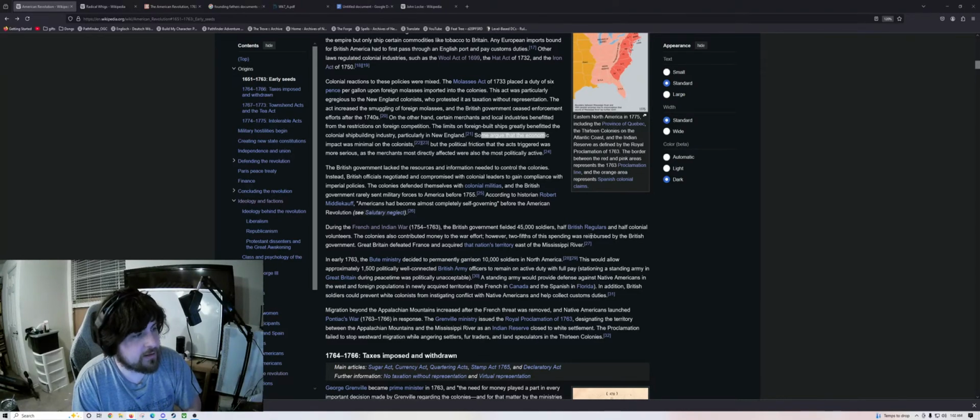Anyway, continuing on. In 1763, the Bute Ministry decided to permanently garrison 10,000 soldiers in North America. This would allow approximately politically well-connected British Army officials to remain on active duty with full pay. Stationing a standing army in Great Britain during peacetime was politically unacceptable. A standing army would provide defense against Native Americans in the West and handle foreign populations in newly acquired territories, the French in Canada and Spanish in Florida. In addition, the British soldiers could prevent white colonists from instigating conflict with Native Americans and help collect customs duties.